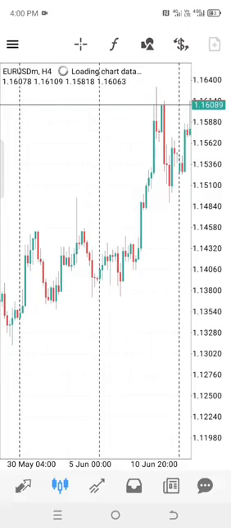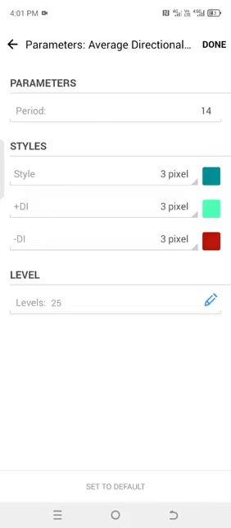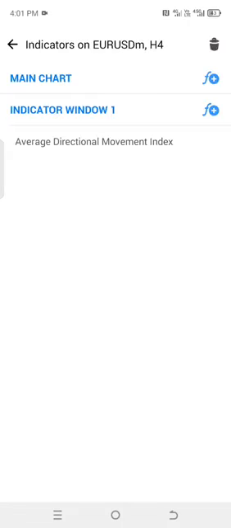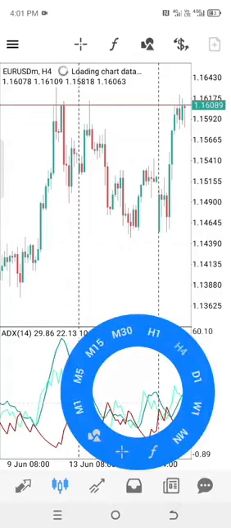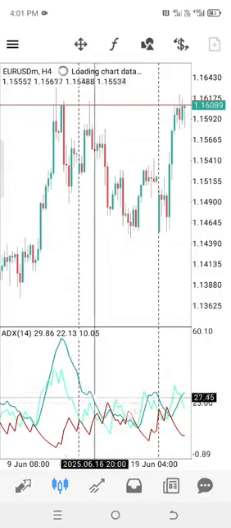Now we're going to be adding indicators like the average directional index. So I'm going to be adding it straight to the chart. The average directional index, I'm going to be working with a period of 14. Then I'm adding a level of 25. So please add the level 25 just in case yours is not added automatically. So we're going to click on done. Just in case you're not familiar with it, this is your average directional index. It's a very powerful indicator, guys.